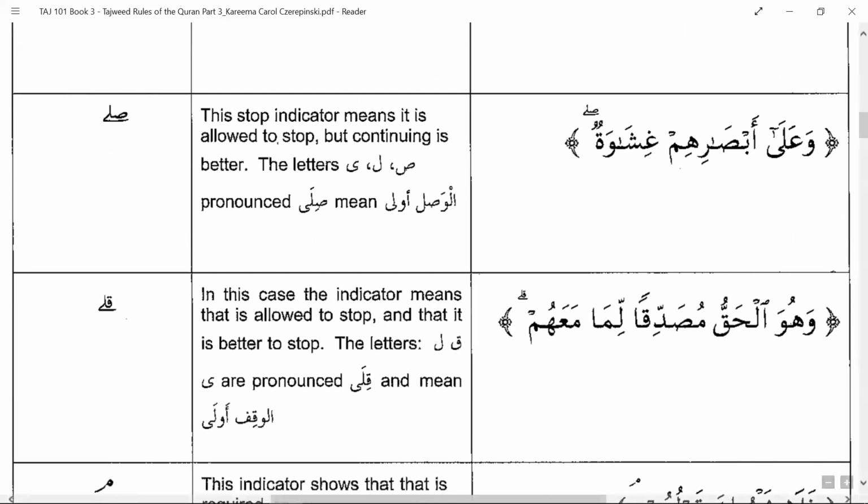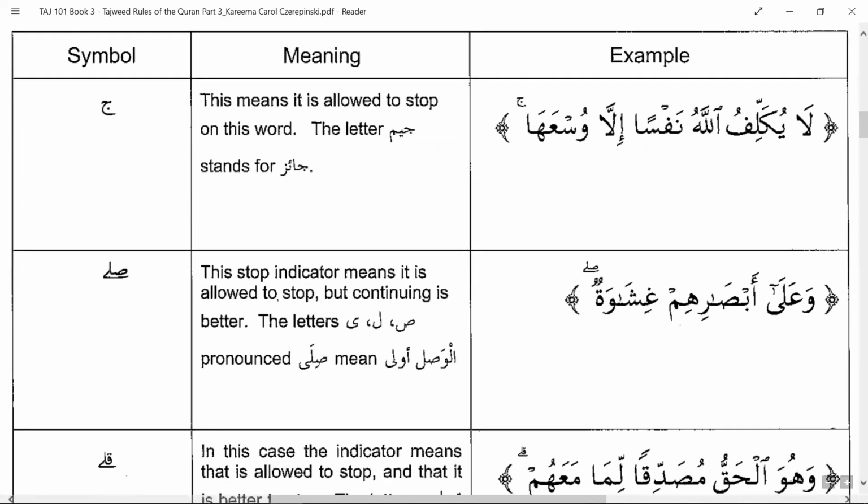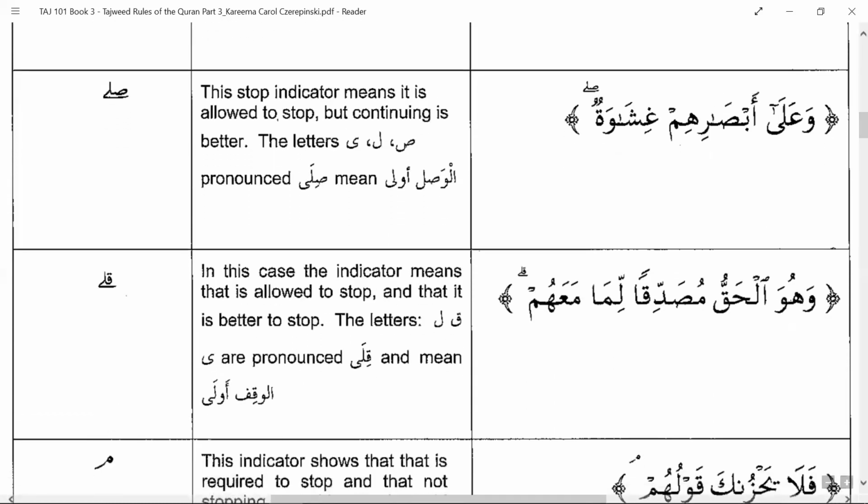And then here there is Sad, Lam and Ya. This stop indicator means it is allowed to stop, but continuing is better. Whereas for Jim, it's permissible. If you want, you stop. If you don't want, you can continue. You're permissible to stop. It's jaiz.